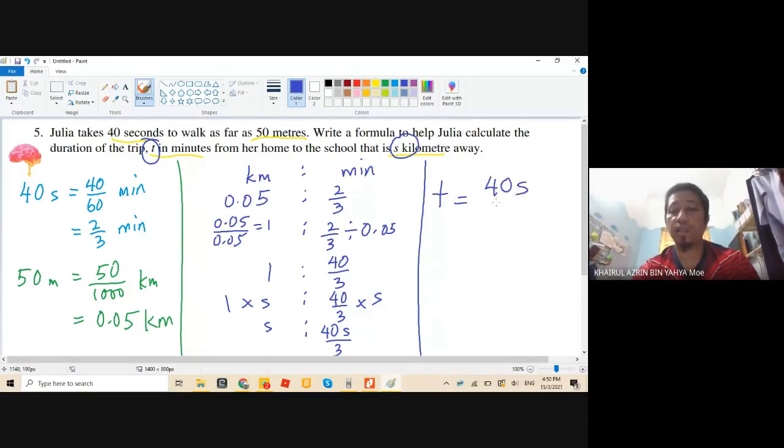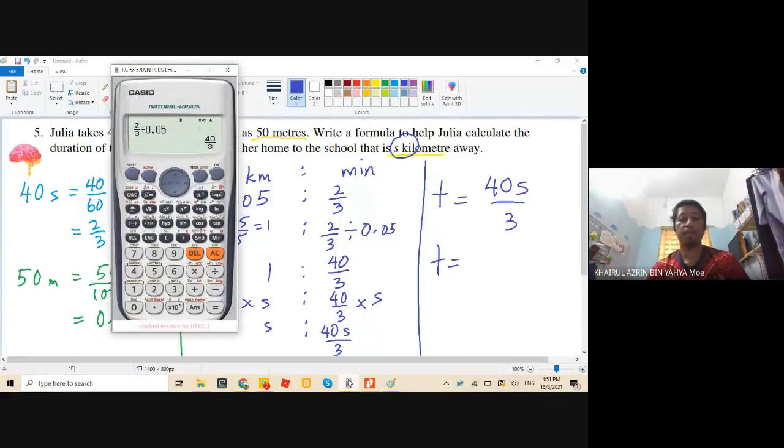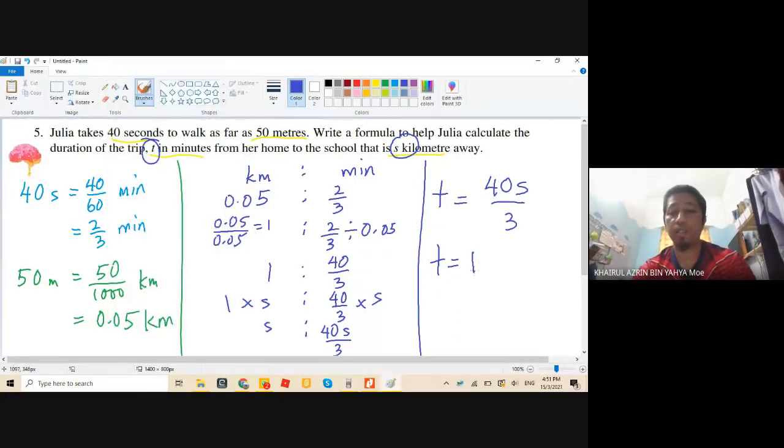So the answer is T equals 40S/3. Or if you want to change to mixed number also can. How to change to mixed number? We can press shift and this button. We get 13 1/3 S. So both answers are accepted. 40S/3 is also okay, and this one is also okay. And this is the answer.